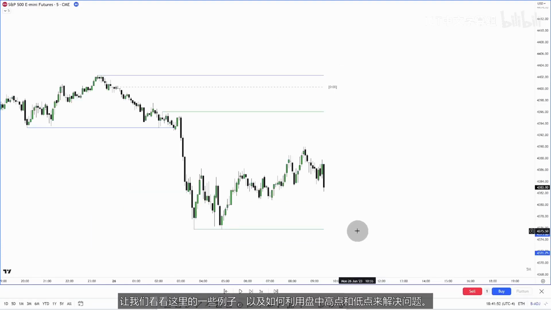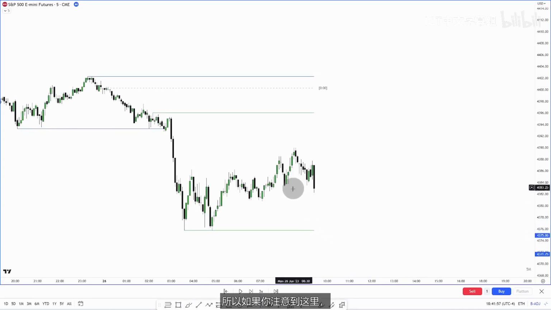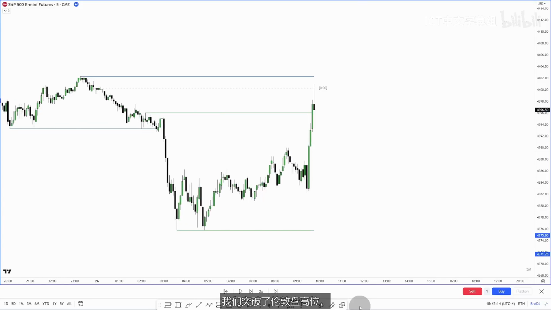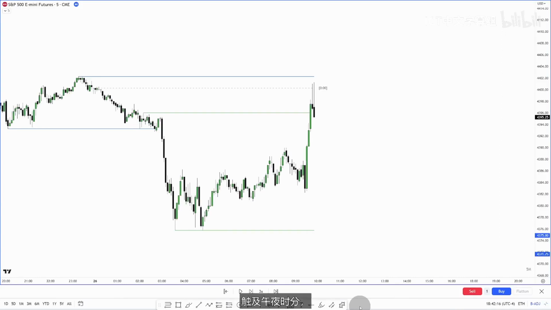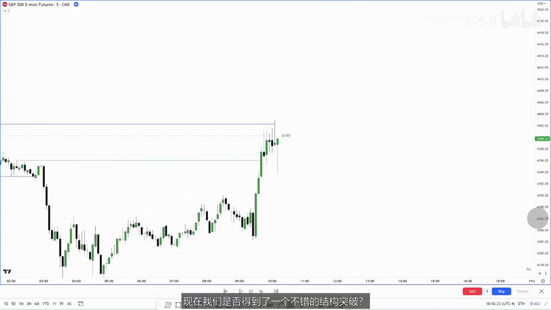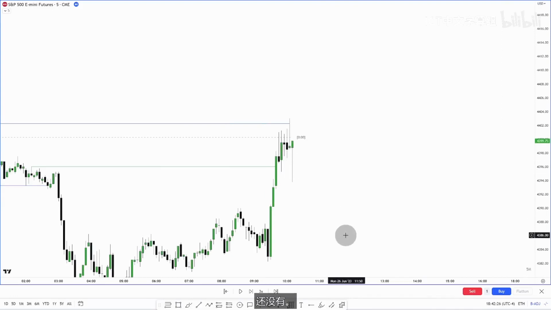Let's take a look at some examples here and how using session highs and lows can work out. If you notice here, we have our Asia session low that's already been taken, but above us we have Asia session high, London session high, and London session low. All have not been reached. As we go into New York Open, we get a move up. We take that London session high, reach for midnight. We end up taking that Asia session high as well. Now, do we get a nice break of structure? Not really yet.